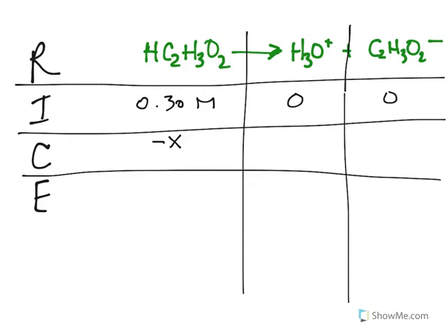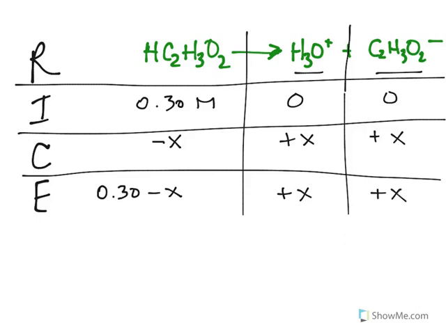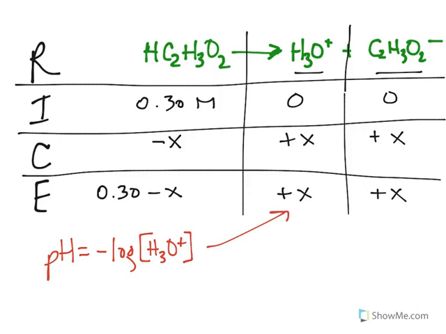And because this is a monoprotic acid, we're going to form the same amounts of ions. So it's going to be plus X and plus X. That means that at equilibrium, our concentrations are 0.30 minus X, 0 plus X, 0 plus X. You have to remember the end game here. At the very end, we want to find pH. In order to find pH, we take the negative log of our hydrogen concentration. We know that our hydrogen concentration is X.